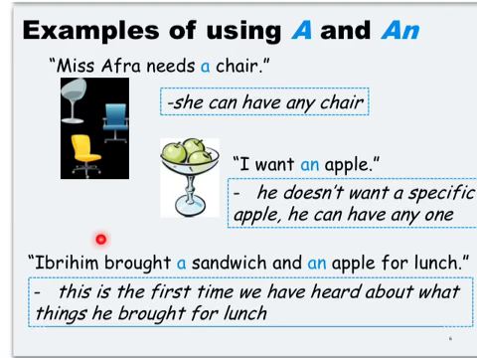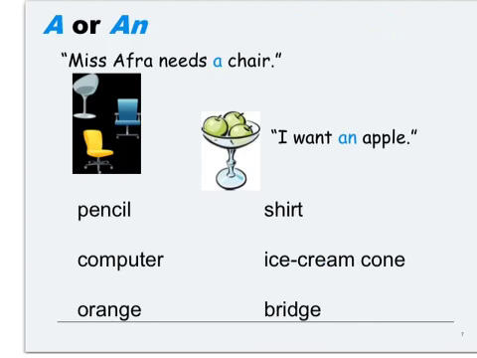Our final example is Ibrahim brought a sandwich and an apple for lunch. In this example, there's only one of each, but we're hearing about them for the first time, so we use a and an. Now let's look at how we choose between using a or an.